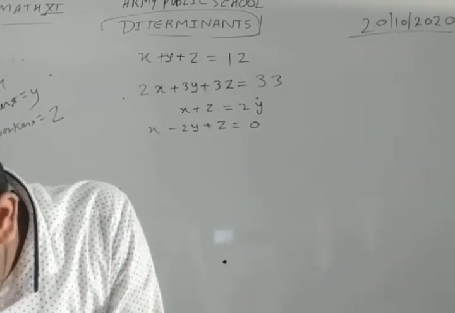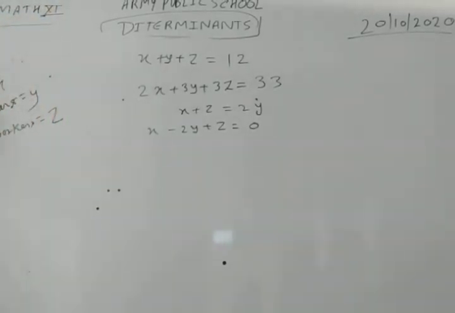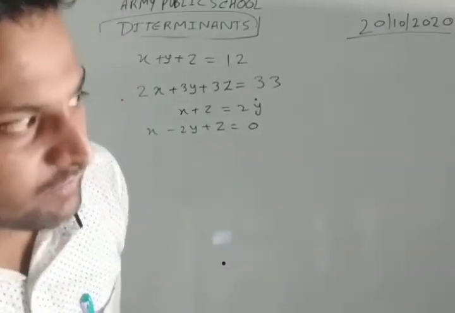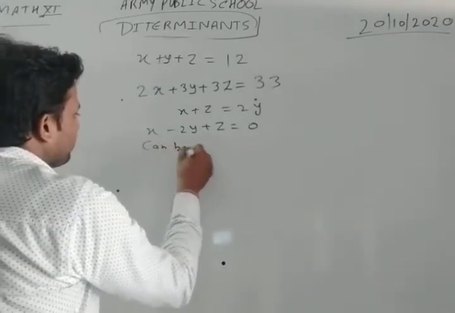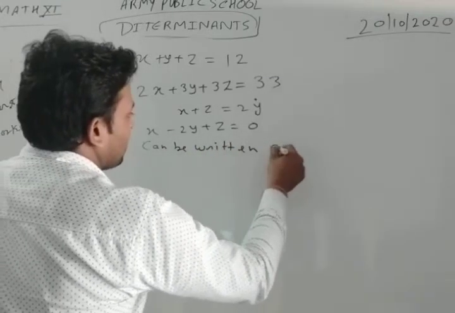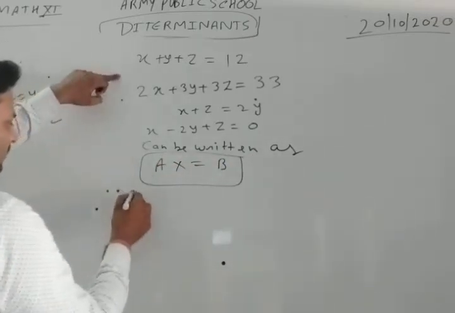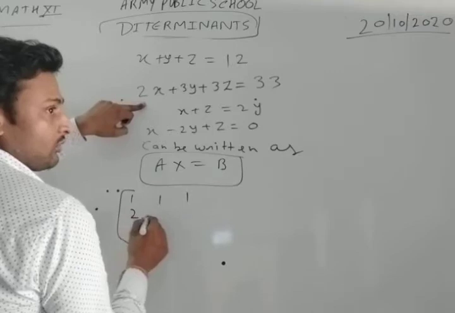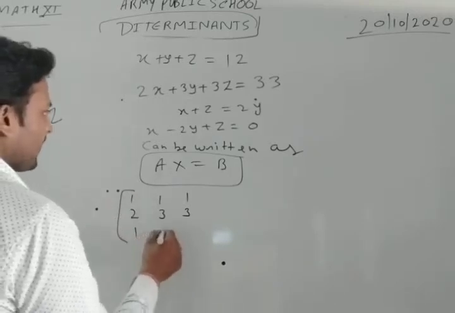Now with the help of these three equations, we will find the number of people awarded for honesty x, for helping others y, and for supervising workers z. First, we will write this in the form AX is equal to B. So our A is 1 1 1, 2 3 3, and 1 minus 2 1.